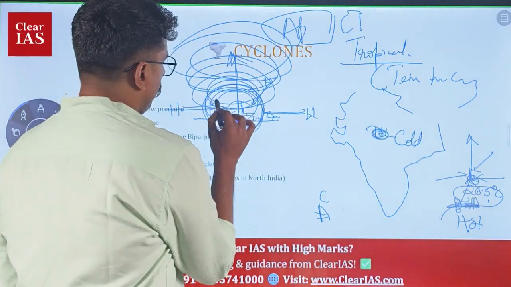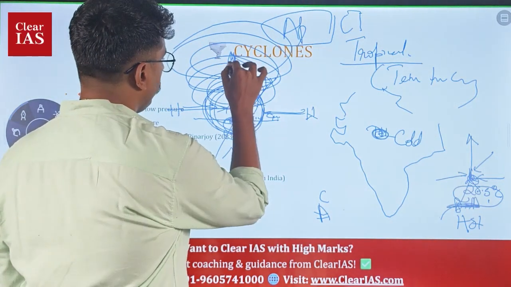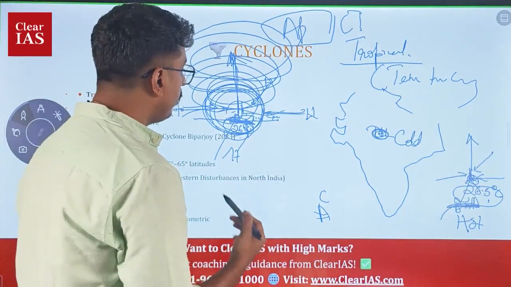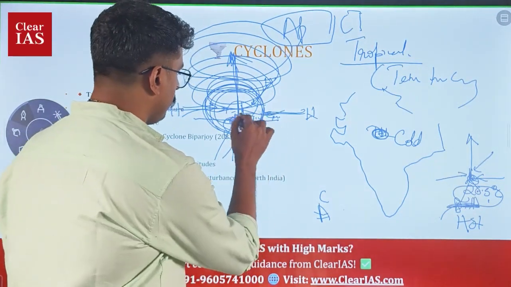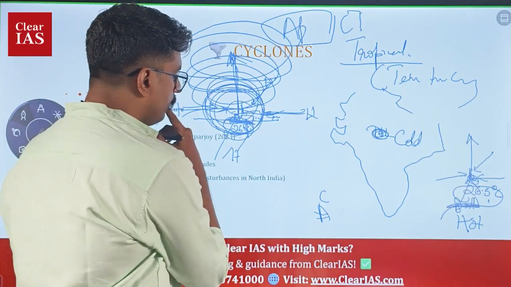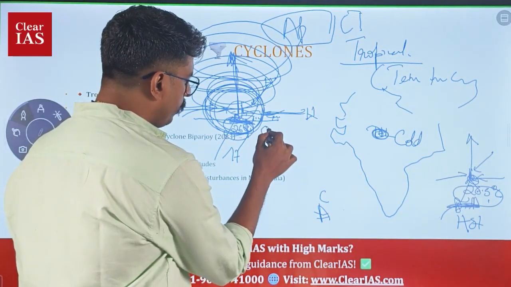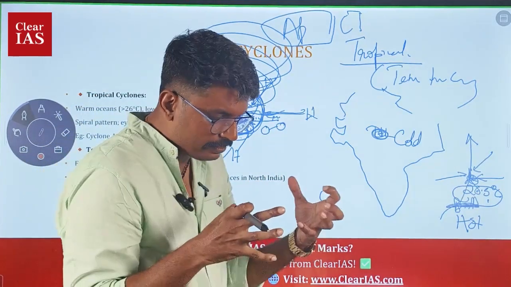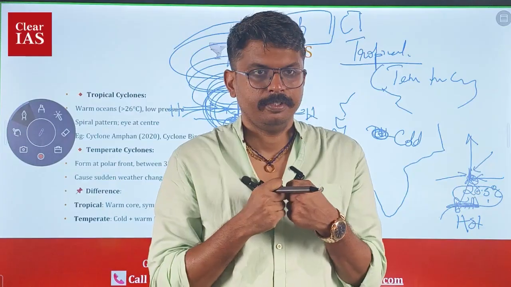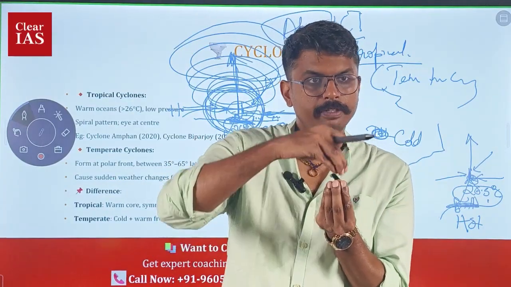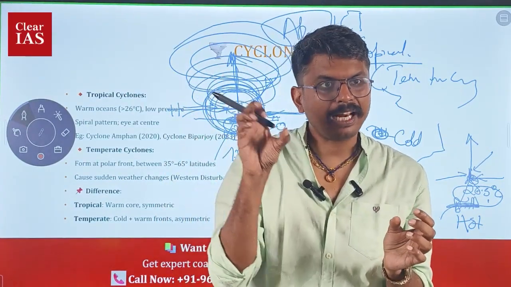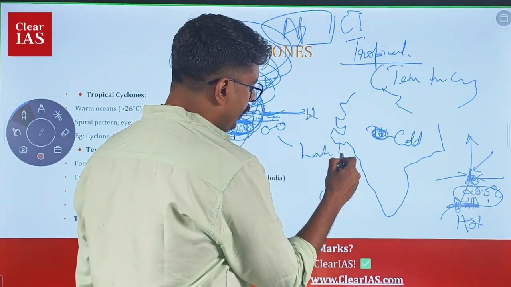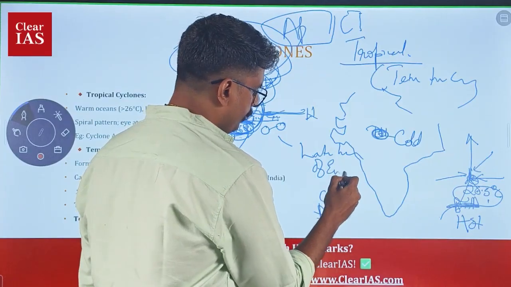Now what happens? When the air starts rising up, it will also take water vapor from the oceans, right? So why are cyclones formed only in the oceans? Because here the water molecules will become water vapor and it will trap some heat from the surroundings into it. So a water molecule from the ocean will become a water vapor and it will trap heat. This is called the latent heat of evaporation.